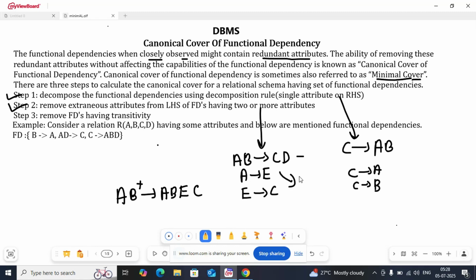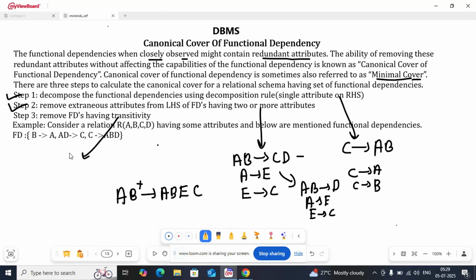So if I remove the extraneous attribute, it will become AB tends to D, because D we cannot get from this closure. If we could get D also, then we would remove this line entirely. Then A tends to E and E tends to C remain. I hope it's clear. Then the last step, remove functional dependency having transitivity.